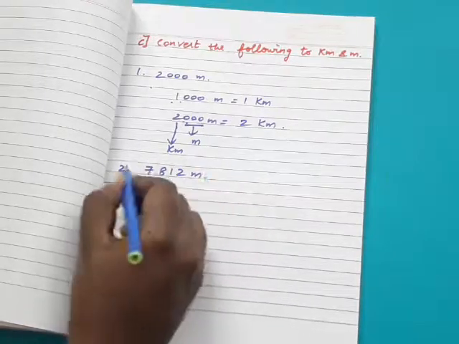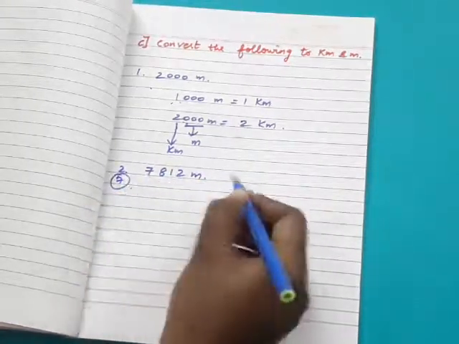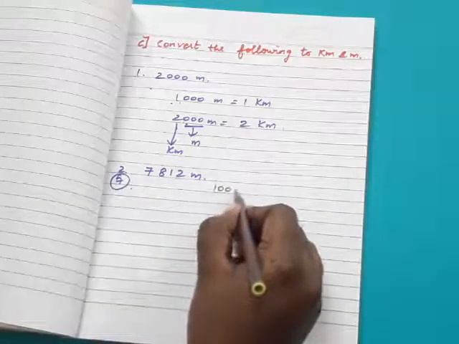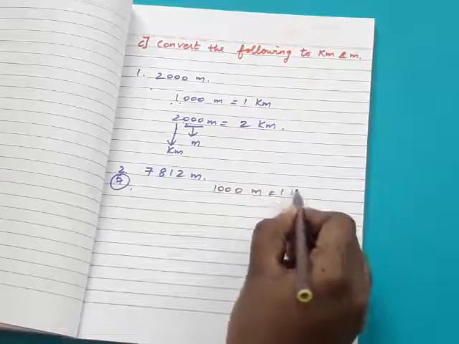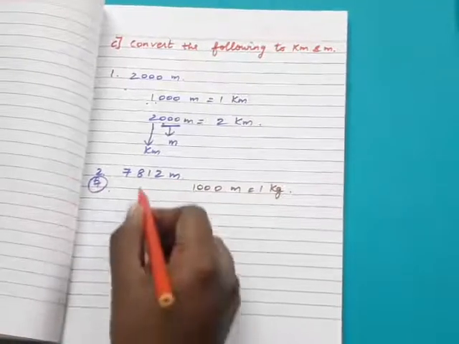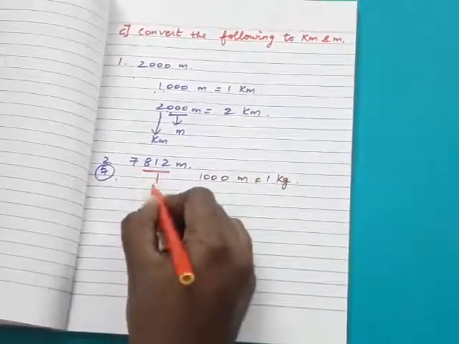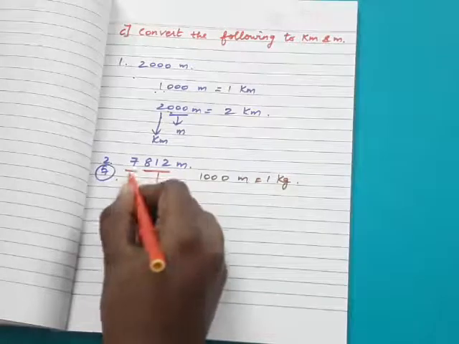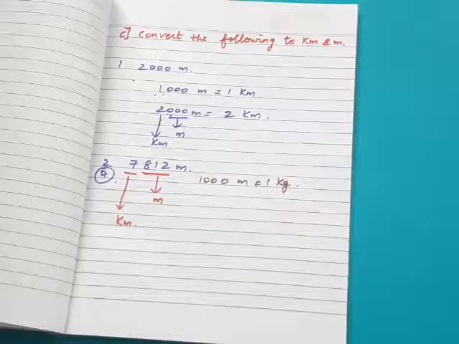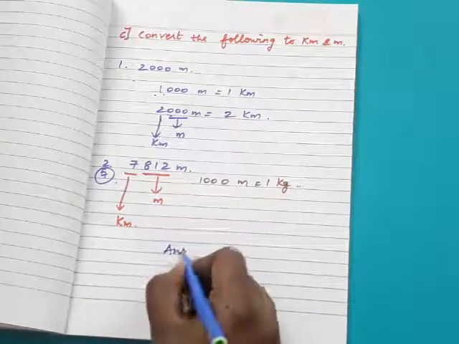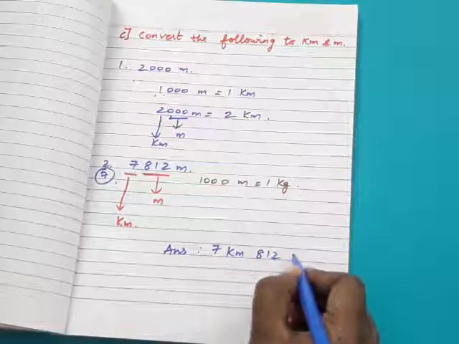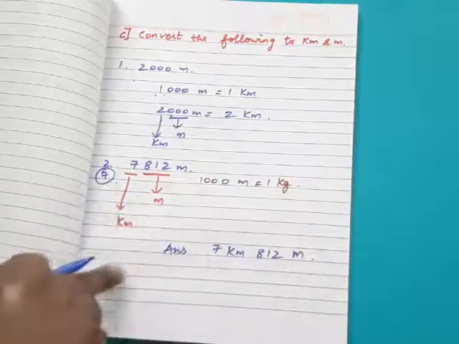7812 meter. This is the seventh sum in your book. Okay, keep this in mind. What is the quick formula you should remember? 1000 meter equal to 1 kilometer. In this, you are going to apply the quick tip. Last three digits are meter. The remaining digits are kilometer. So, what will be the answer for this question? 7 kilometer, 812 meter. Like this you are going to do.